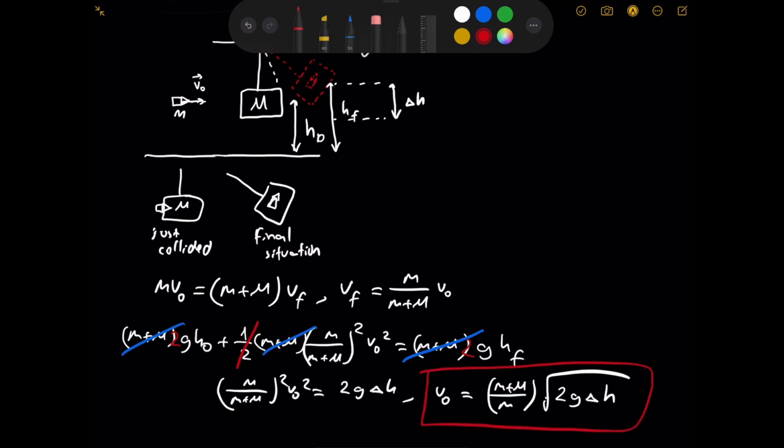Also, if you know the initial velocity of the bullet, you can solve this formula for the change in the height. Okay, that's another possibility.